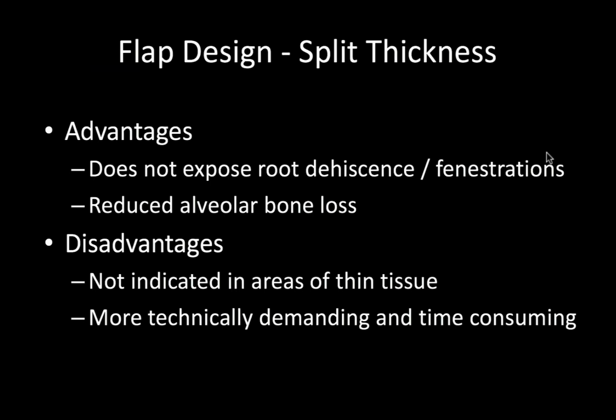Advantages of a split thickness flap are that by leaving the periosteum intact, you don't expose those root dehiscences or fenestrations. Also, we may have reduced alveolar bone loss on healing. The disadvantages are that you have to really pick your cases, because if the tissue is thin, you run the risk of perforating the tissue if you attempt this type of flap design. It is also more technically demanding and time-consuming.